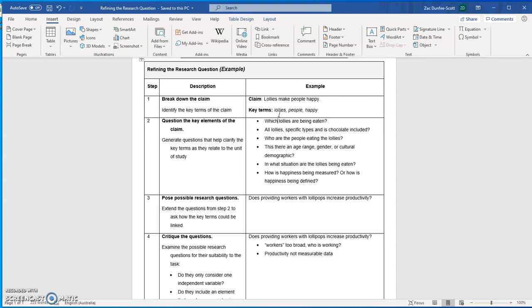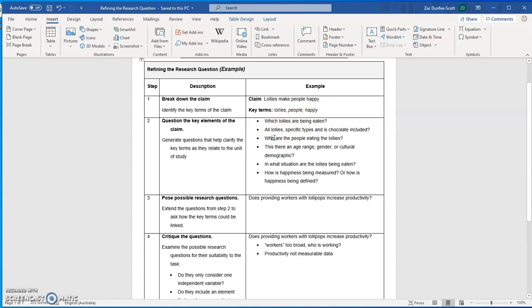Is this claim going to say all lollies make people happy? Are we saying only hard lollies make people happy, or only jellies or jelly beans, or is chocolate included as well? Is that included in the statement lollies make people happy? What lollies are we actually talking about? Like specific ones?